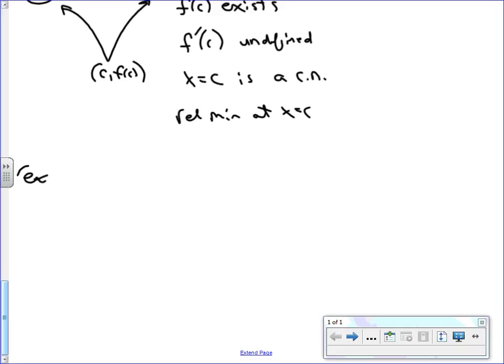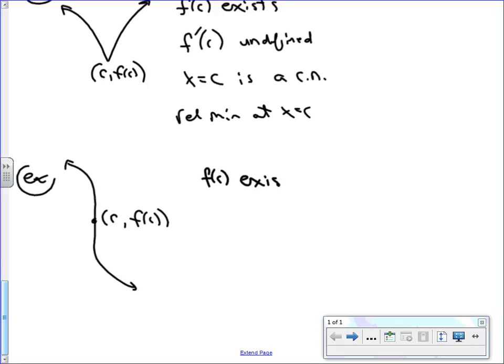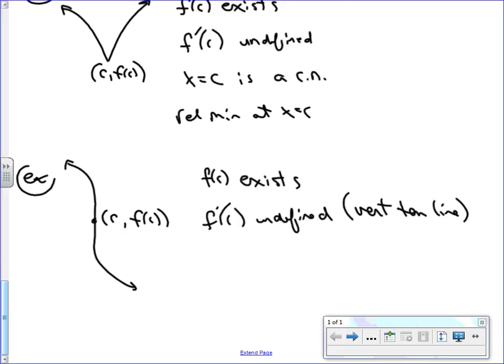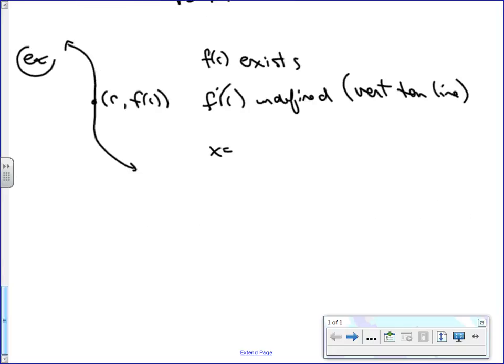And the last example of this, okay, here's my point C, f of C. F of C exists, there's a point there. F prime of C is undefined. This is a vertical tangent line. Okay, therefore, x equals C is a critical number, however, not a relative max or min.